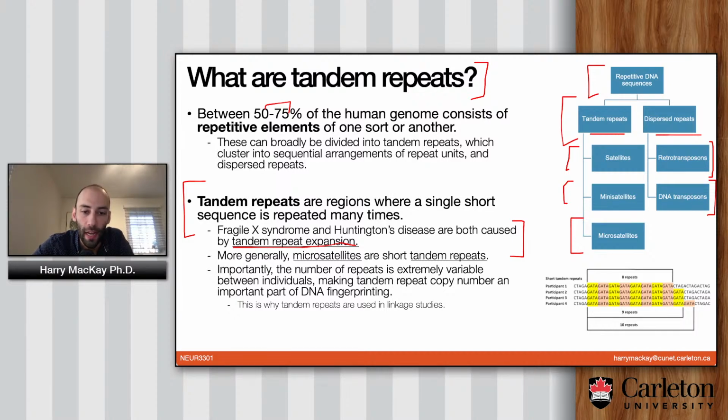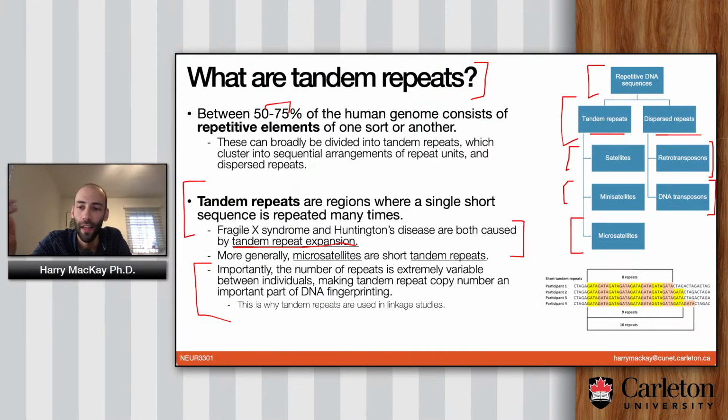Now, importantly, the number of repeats is extremely variable between individuals. You might have 10 repeats, you might have 20 or 30 or 40. It's extremely variable, much more variable and much more polymorphic, I should point out, than SNPs themselves. With SNPs, for any given location, you can either have the regular allele, you can be heterozygous, or you can have the alternate allele. So there's 3 possibilities, basically. That's not a lot of variation.